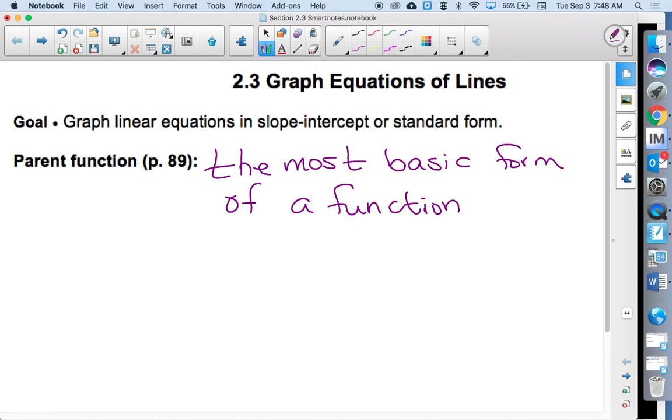Each function has a parent function, and it's the most basic form of that function. It'll go through the origin every single time. It'll have a coefficient of 1 in front of its variable. So that makes it the most basic function. It doesn't change the curve of the graph or the steepness of the line, and it always goes through the origin at 0, 0. We'll look at that most basic function, and then we'll build from that function.